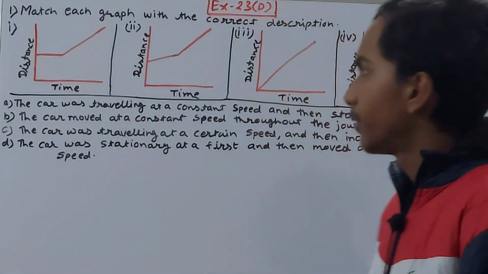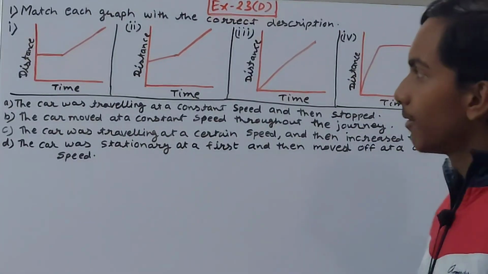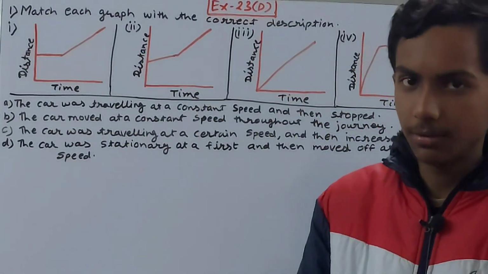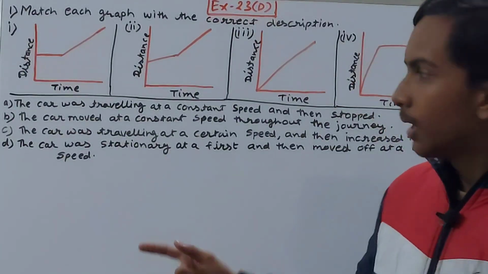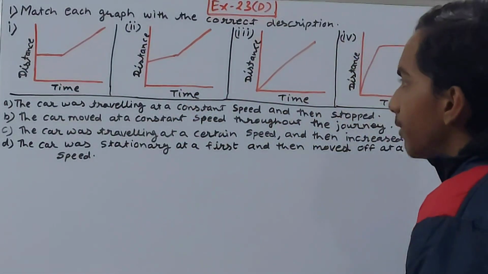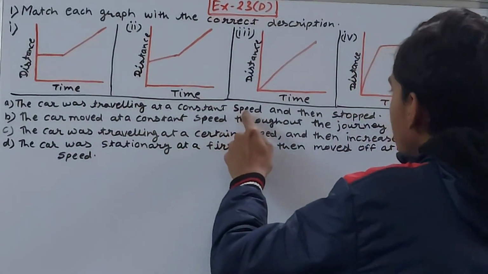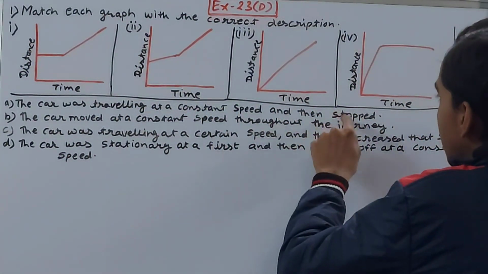In this type of graph you don't need to have the exact value of the point. You can just describe it by looking at the graph, by seeing the curve, by seeing how it is going. See the first one, we have to match them. Part A says the car was traveling at a constant speed and then stopped.